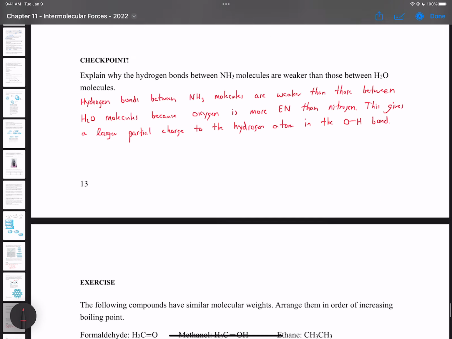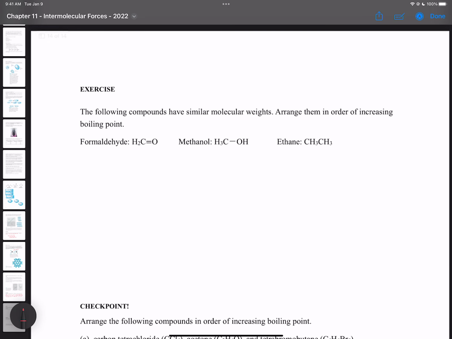All right. Now let's talk about these molecules here. The following compounds have similar molecular weights, so let's arrange them in order of increasing boiling point. Since these molecules have similar molecular weights, we would expect them to have similar dispersion forces, but these structures indicate which intermolecular forces would be present. So let's talk about each of them.